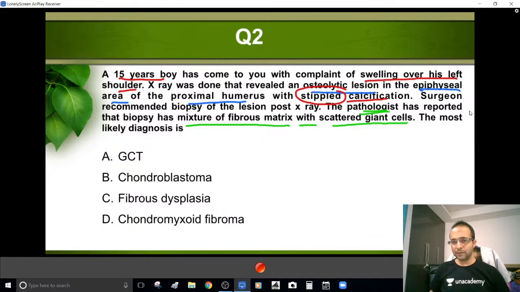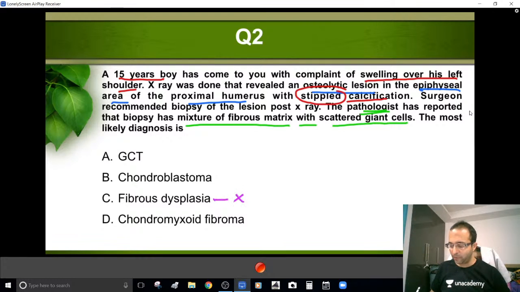So this needs that you should know a little bit about the clinical finding of a tumor, a little bit about the X-ray, and of course the biopsy finding. So again, it's an integration of a few branches. So looking at this history, what is the likely diagnosis? So again, I'll first chart down all the important points for you. So epiphyseal lesion has been there, that is mentioned in the X-ray.